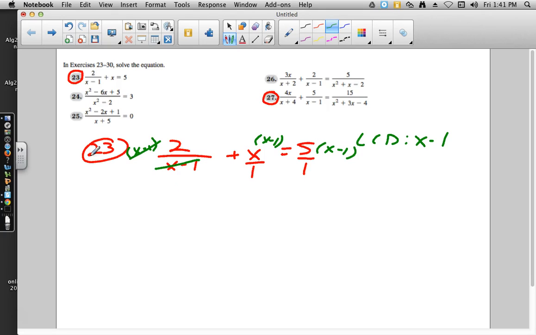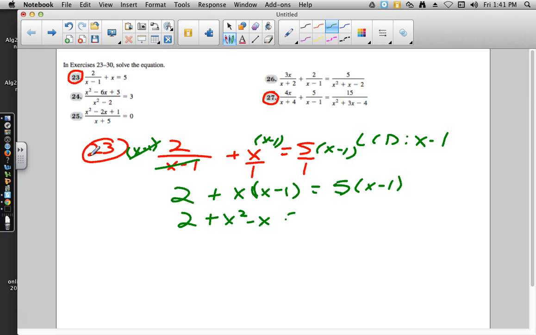Here the x minus 1's are going to cancel. Here we'll have x times x minus 1. And on the right hand side of the equation 5 times x minus 1. So this will be 2 plus x squared minus x equals 5x minus 5. And we would always try to move everything over to one side to see whether or not something is factorable. So right now we have x squared minus x plus 2 equals 5x minus 5.